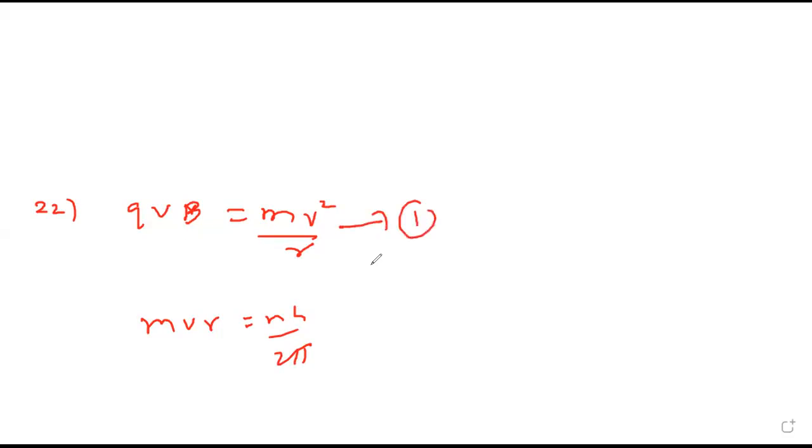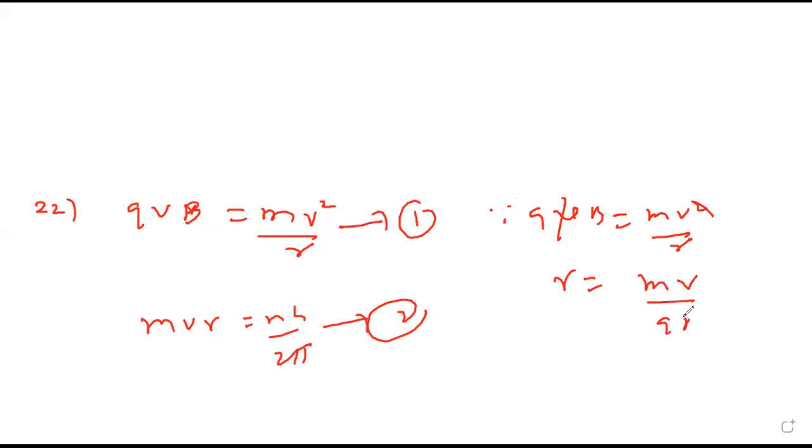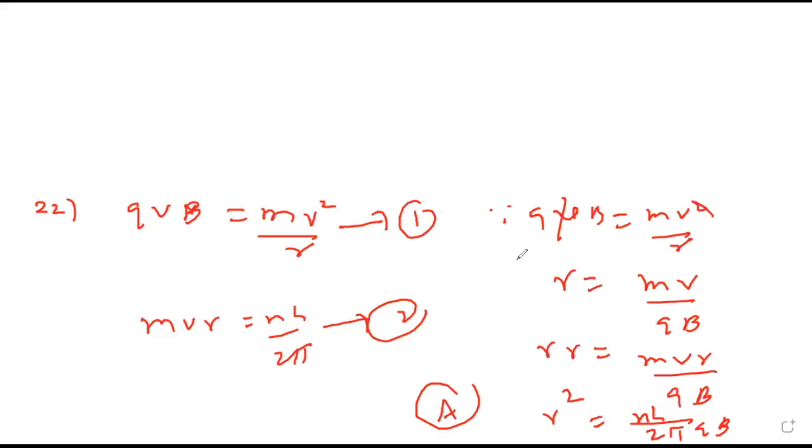So this is the first equation, and this is the second equation. QVB is MV square by R. V I can cancel, R will be MV upon QB. But everywhere it is R square, so I am multiplying both sides by R. So it will come MVR, which is the angular momentum, so R square equals NH upon 2 pi into QB. NH upon 2 pi into QB, option A. Have you followed?